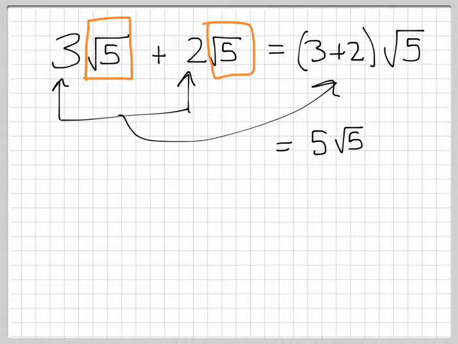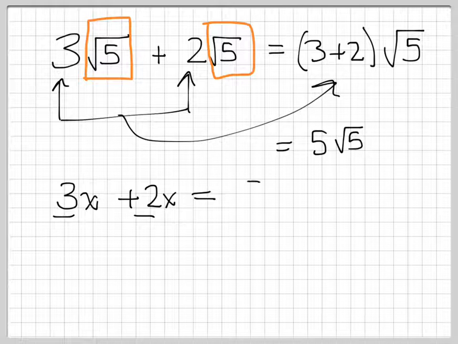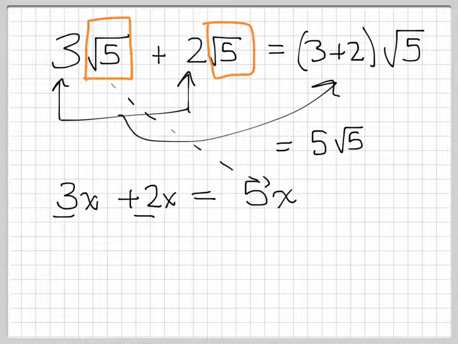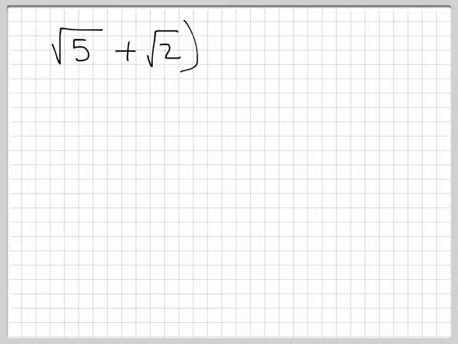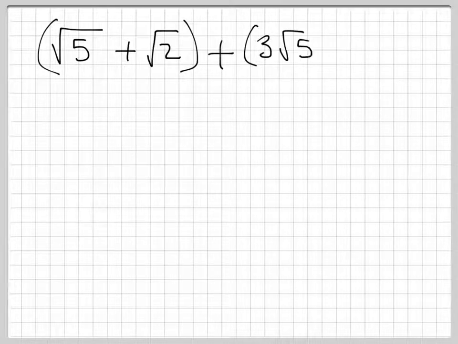Another way to think about this is if you had 3x plus 2x, remember, you would add them by adding the coefficients in front and get 5x. And so in this way, the radicals are almost being treated like a variable. So let's see what happens when we try to add radical 5 plus radical 2 to 3 radical 5 minus 4 radical 2.